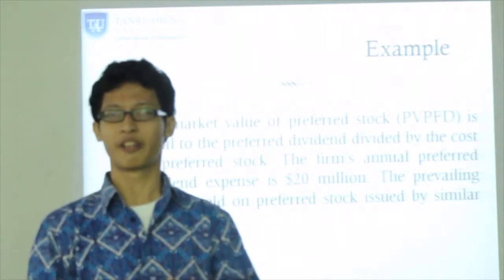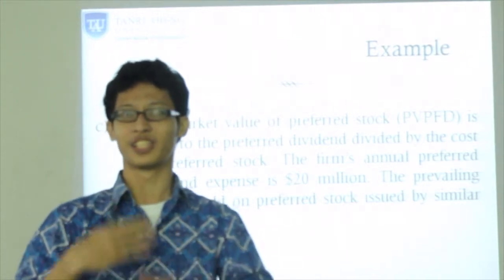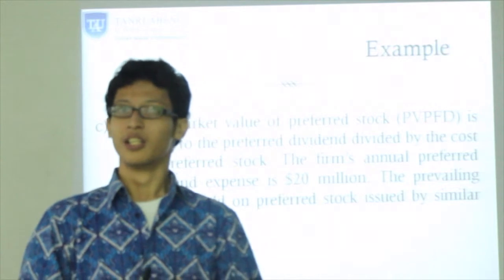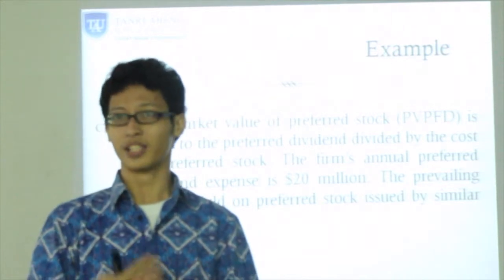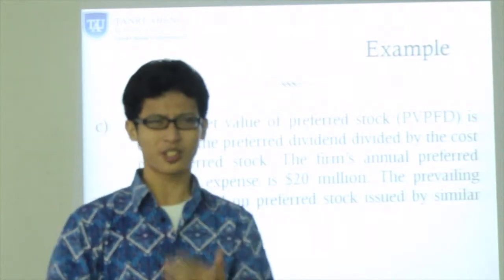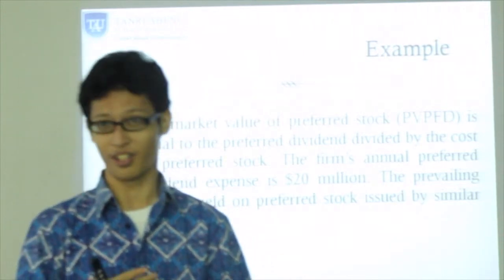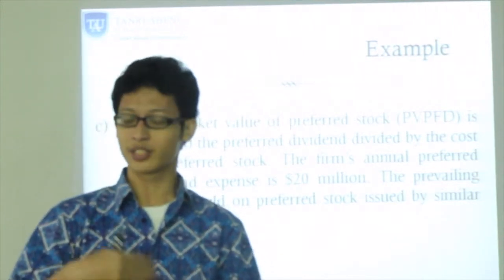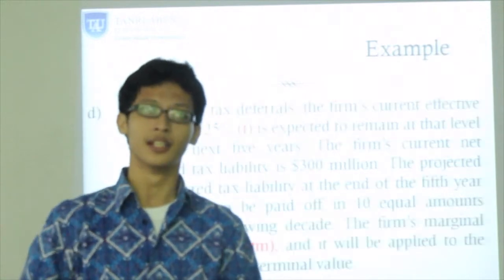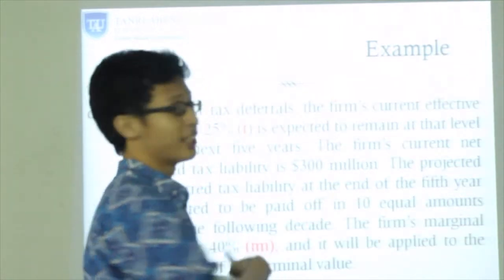The market value of preferred stock, or PVPFD, is equal to the preferred dividend divided by the cost of preferred stock. The first annual preferred dividend expected is 20 million. The market yield of preferred stock for a similar firm is 11%. And this is the next question, and I think it's the last.